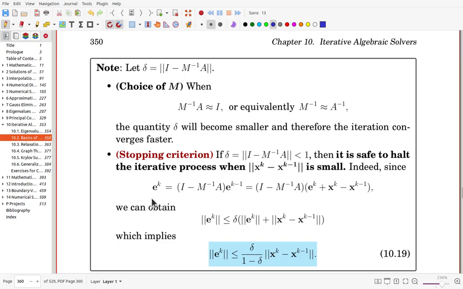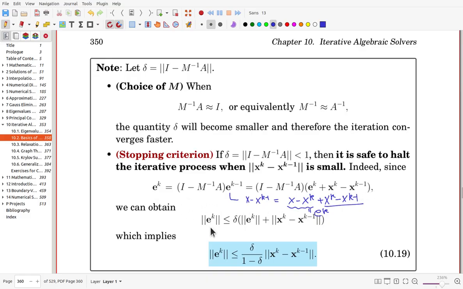Indeed, here ek is the iteration matrix times ek minus 1. Now we can rewrite this term into this one. Okay, let's see here. This is the same as x minus xk minus 1. So we write here x minus xk plus xk minus xk minus 1. Then this portion is ek and that one. So we have this one.